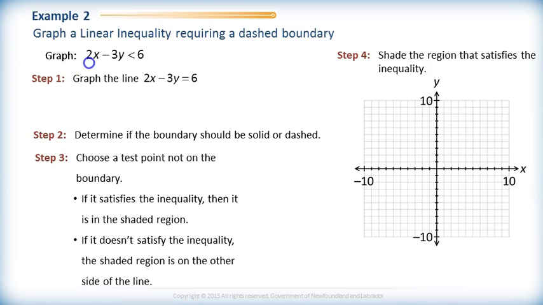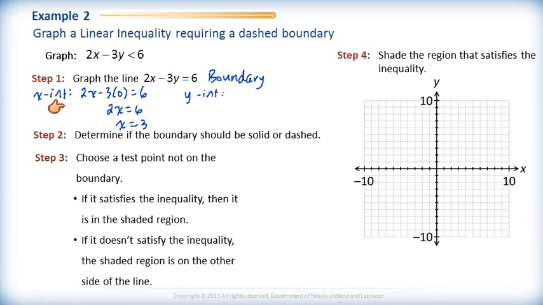One last example, graph 2x minus 3y less than 6. My boundary is 2x minus 3y equals 6. I'll find the x-intercept by putting in 0 for the y to get x equals 3. Now I'll do my y-intercept by putting in 0 for the x here. And so I get negative 3y equals 6, so y will equal negative 2. That gives us enough points to sketch the boundary, although I can get more by going up in the same pattern, up 2 over 3, up 2 over 3, gives me another point for accuracy.